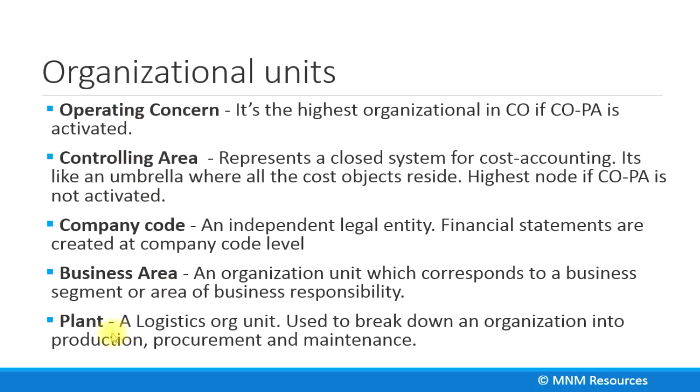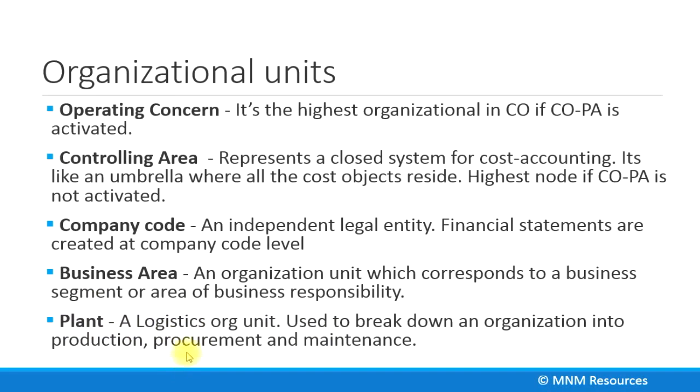Then you have the plant. Plant is related to the logistics module, more with the MM module, that is the materials management module. It is used to break down an organization into production, procurement and maintenance. Because plant-wise you will have different productions. In plant A you will be manufacturing, for example, soaps. In plant B you will be manufacturing, for example, shampoo. Plant C you will be manufacturing maybe detergents and so on. So you can have different types of plants for different types of production.